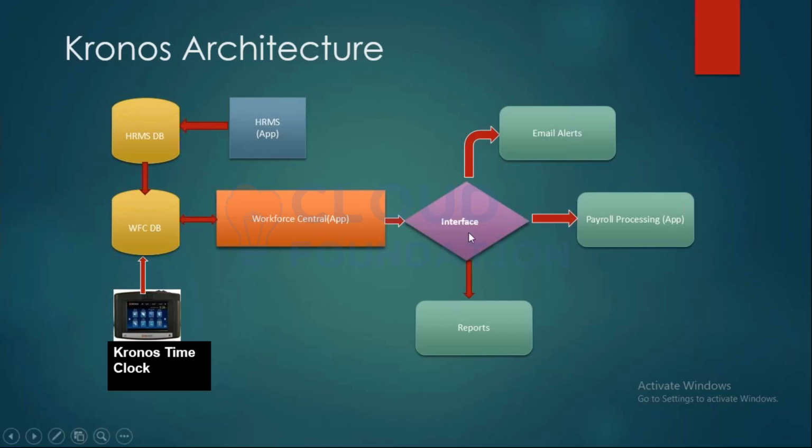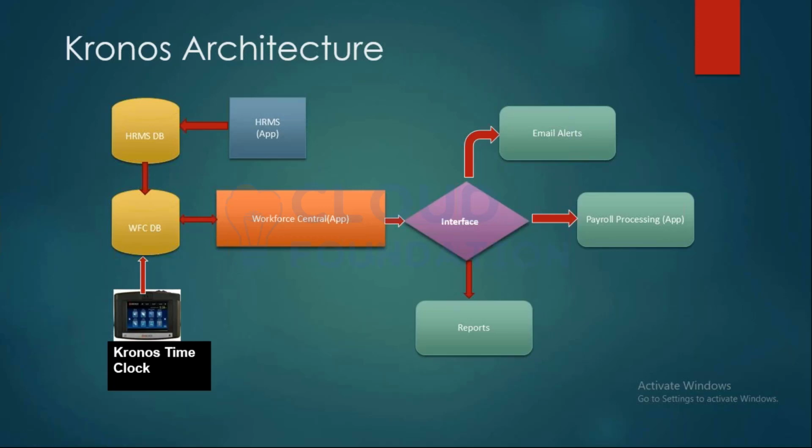And then you can use interfaces to send the payroll information to the payroll processing app. So it will be a different app like Ceridian or another bank, etc. What information gets sent to payroll is the hours that an employee has worked, in which pay code, and the amount for it. So that information gets sent, and you can also create reports other than the reports that are already there in the system.